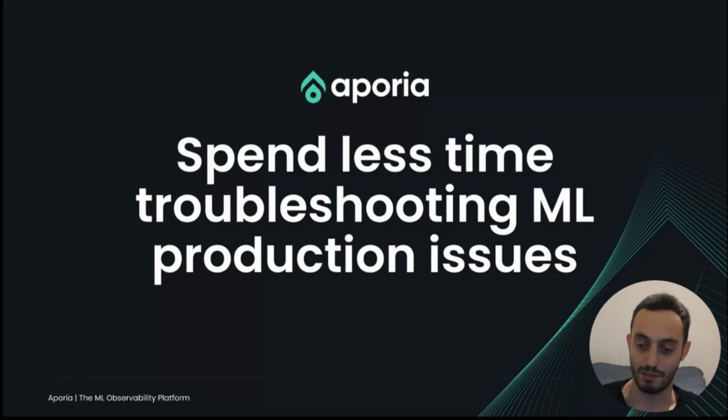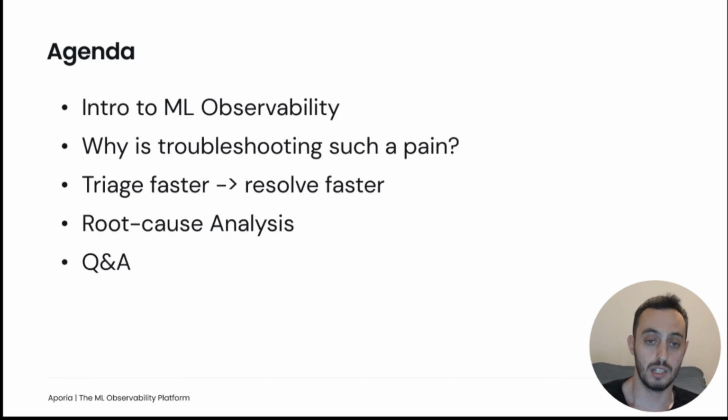So, spending less time troubleshooting ML issues. What we'll cover: we'll start with a short intro to ML observability, just so we have a baseline of what ML observability really is all about. And then we'll talk about why troubleshooting is such a pain. From there, we'll understand the need to triage issues faster, and from there to resolve them much faster. Then we'll cover root cause analysis, and I'll leave a couple of minutes at the end for questions. All right.